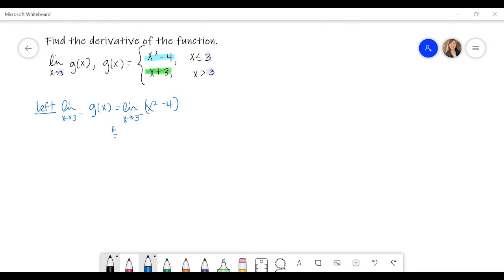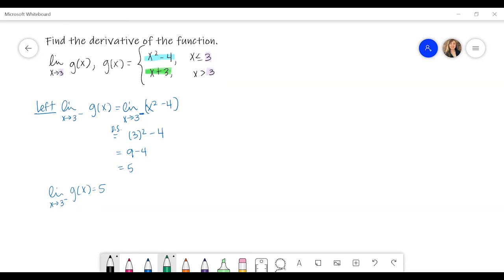This is going to be using direct substitution, 3 squared minus 4. And I just want to clarify, this is sitting where an exponent sits. It does not change the sign of the 3. It's just telling me the side that we're going in from. This becomes 9 minus 4, which is 5. So the left limit, as x approaches 3 from the left-hand side of g of x, is equal to 5.